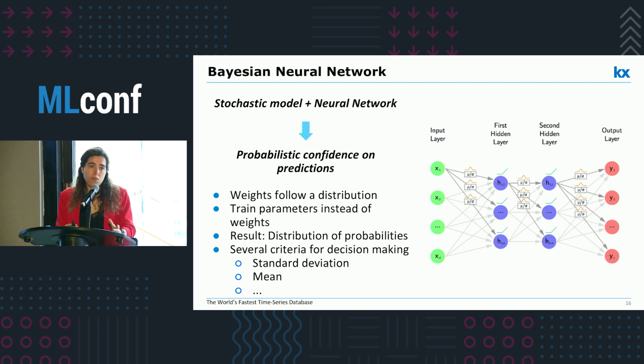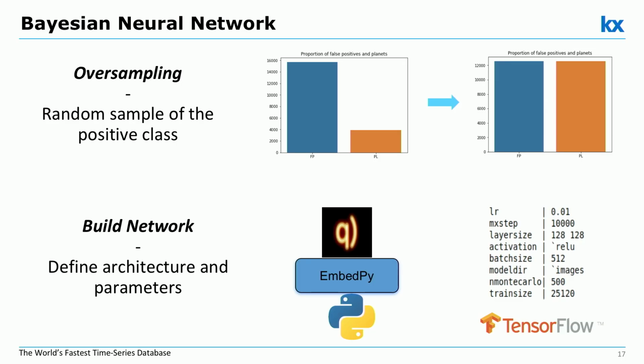And why do we get a distribution? Because we don't train the weights of the neural network. What we assume is that these weights follow a distribution, and we train the parameters of this distribution. So every time we feed the Bayesian neural network with a data instance, it will get a different value, because the weights of the neural network will be randomly generated using these parameters. So we can play with this distribution and make decisions based off standard deviation, means, or different parameters that we can use.